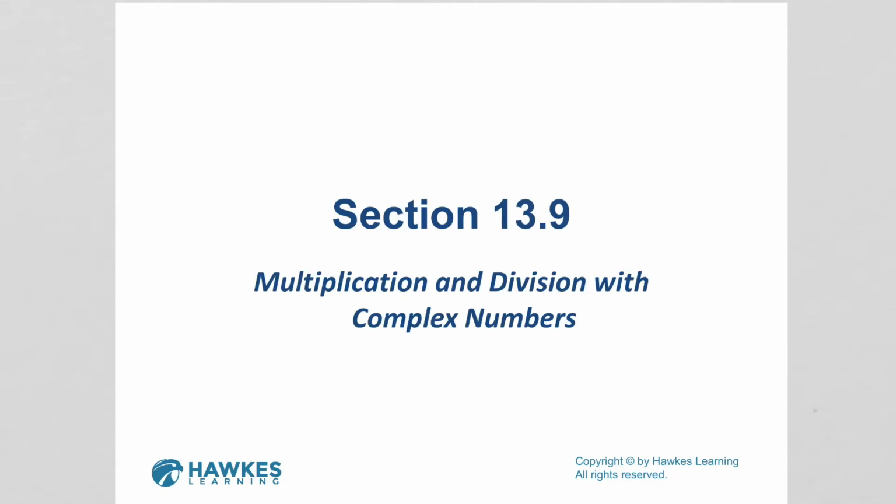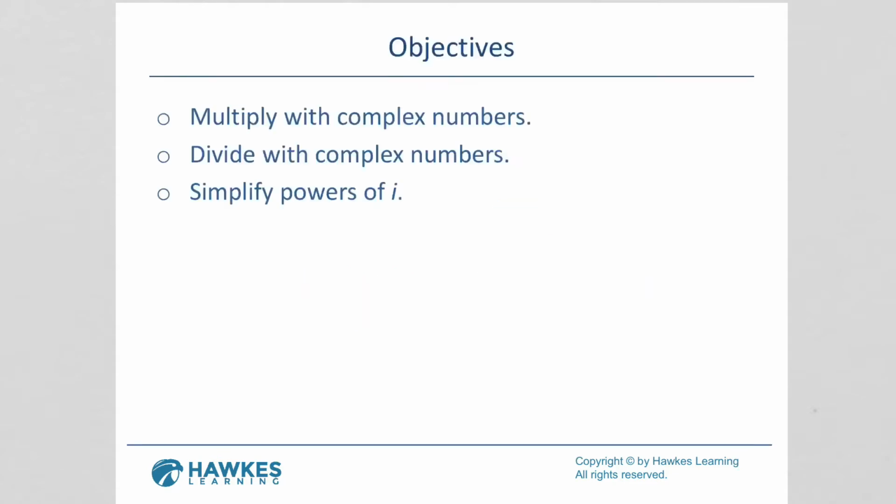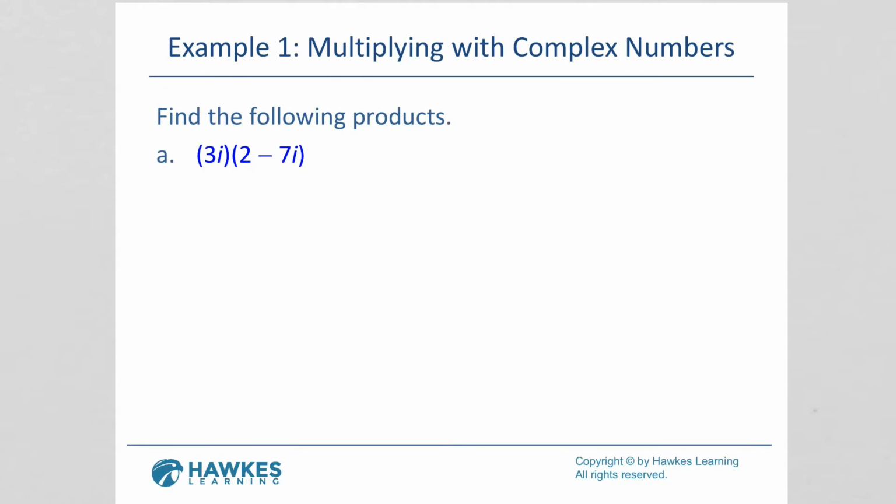Section 13.9, Multiplication and Division with Complex Numbers. The objectives: multiply with complex numbers, divide with complex numbers, simplify powers of i. Example 1, find the following products.